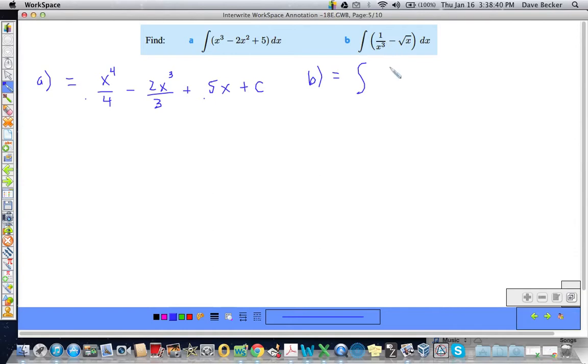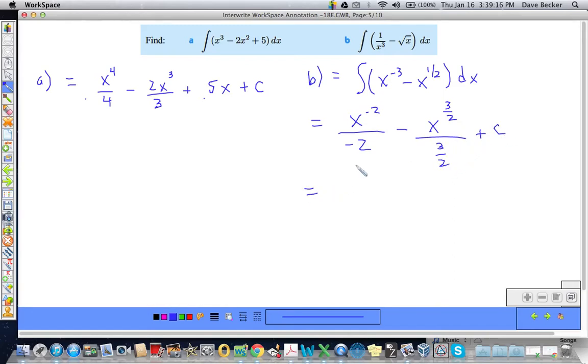Now, sometimes we need to algebraically rewrite the integrand to make it more approachable or accessible to us. For example, I know I can write 1 over x cubed as x to the negative 3, and square root of x as x to the 1/2 power, and then I can just use my power rule. So this would be equal to, we're going to add 1, so that's x to the negative 2, and divide by that same thing. Minus, we're going to add 1, so that would be x to the 3/2 over 3/2, and don't forget your constant, plus c.